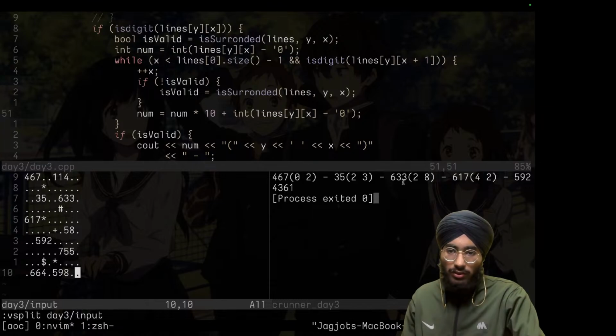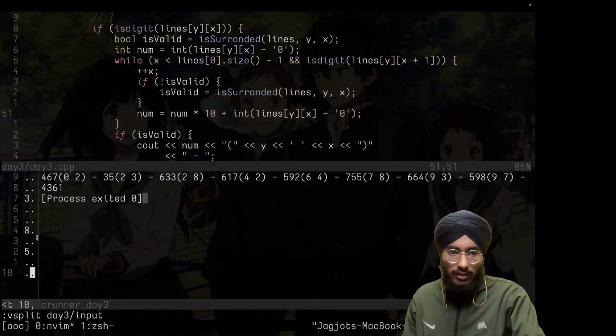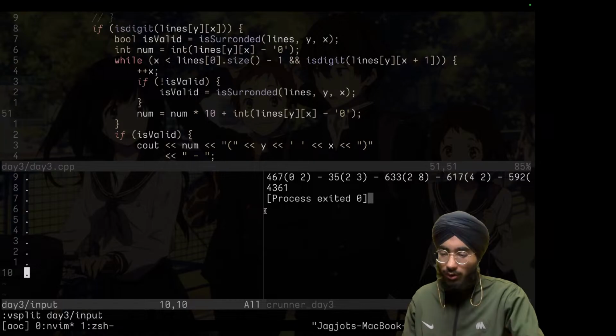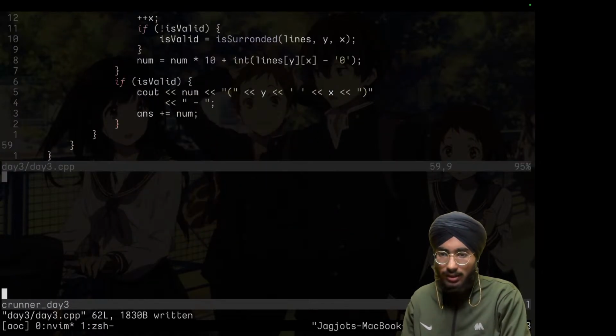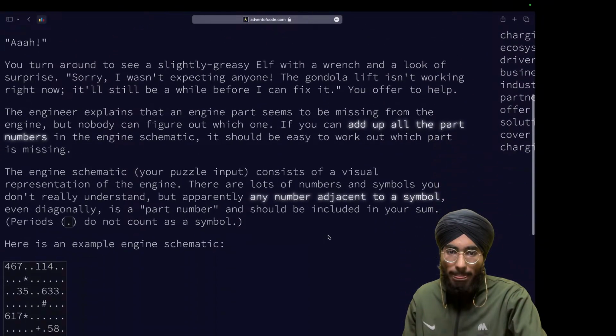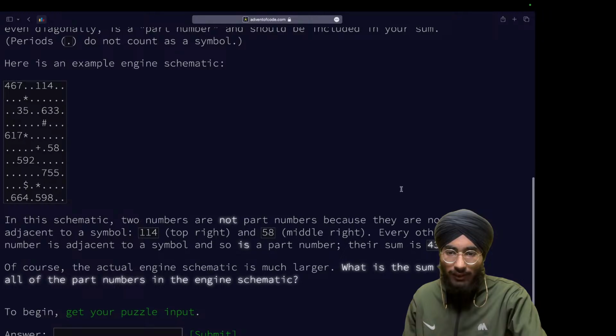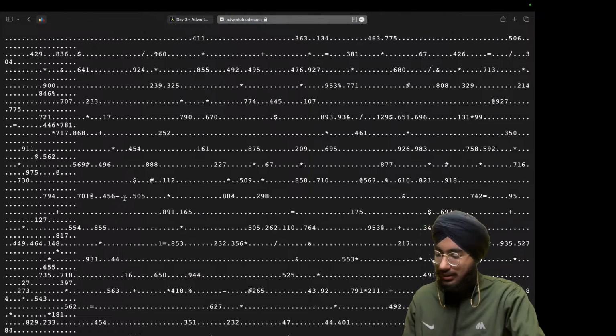647, 35, 633, 617, 592, 664, 598, 598. Whoa! Now we just need to print the answer, which is 4361. 4361. Oh, okay. Oh my God. We struggled so much yesterday.